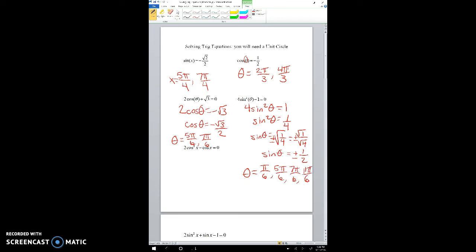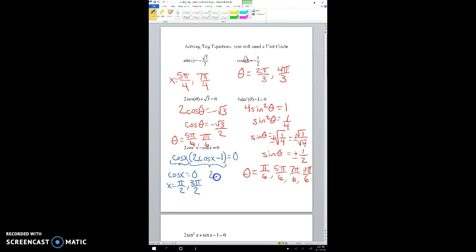Okay. The last equation on this page, 2 cosine squared x minus cosine x equals 0. This one begins a type of problem where we're going to factor. Those two terms have a cosine x in common. So when I factor out a cosine x, what's left behind is 2 cosine x minus 1. And now that I have a product, and it's equal to 0, I'm going to set each of these pieces equal to 0 and solve. So cosine x equals 0. That happens at pi over 2 and 3 pi over 2.